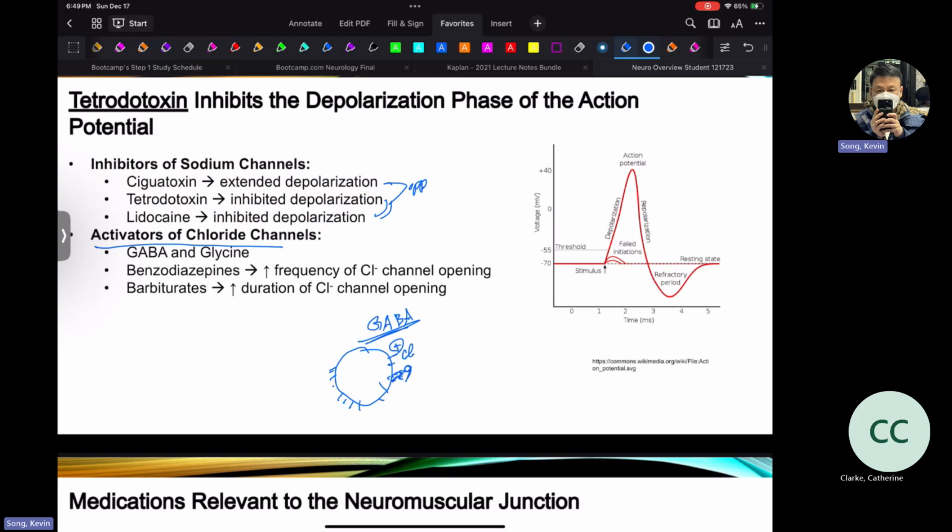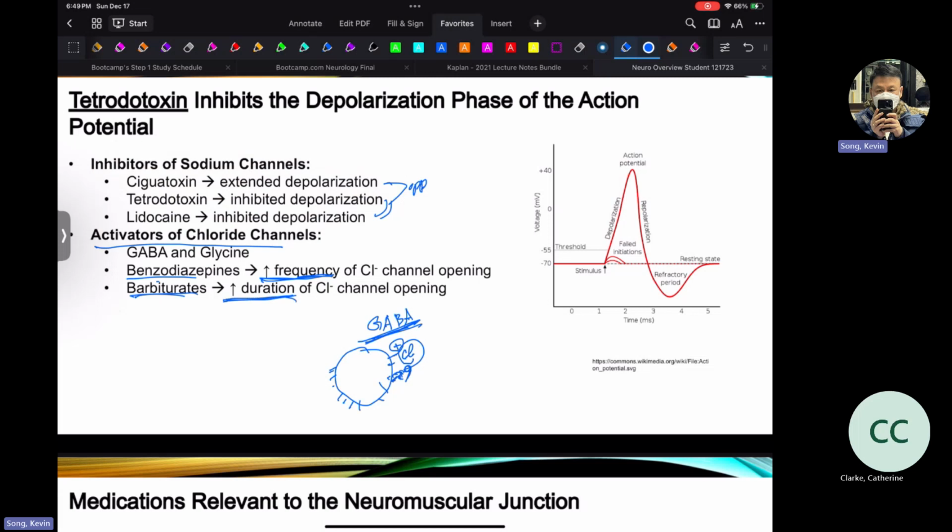The problem is that the chloride channel can be stimulated in 2 ways. It can be opened by benzo or barbiturate. Benzo increases the frequency, whereas barbiturate increases the duration instead of frequency. So 2 ways, and they will ask this question: is it due to an increase of frequency or an increase of duration?